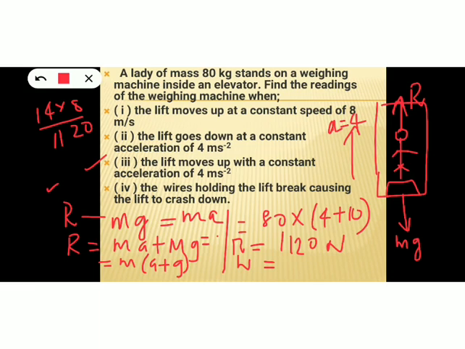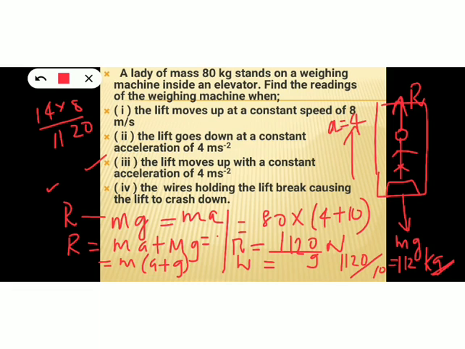And what will be the weight of that lady in the weighing machine? You will get the reading in the weighing machine by dividing this normal reaction force by g. So you will get 1120 by g, g is 10, so the weight is 112 kg. So when the lift moves up with a constant acceleration of 4 meter per second square, the weight of the lady is 112 kilogram as weighed by the weighing machine. It is not the actual weight.